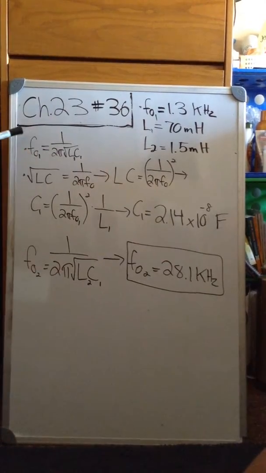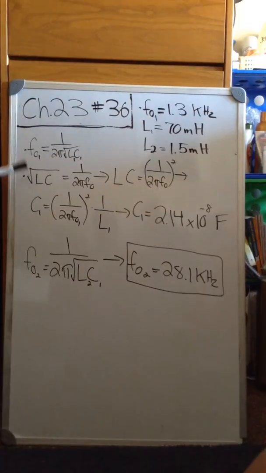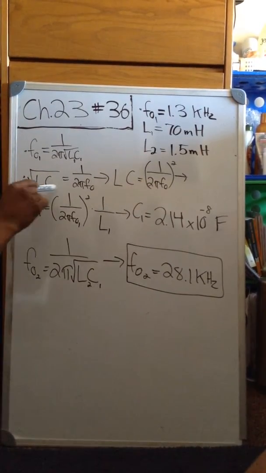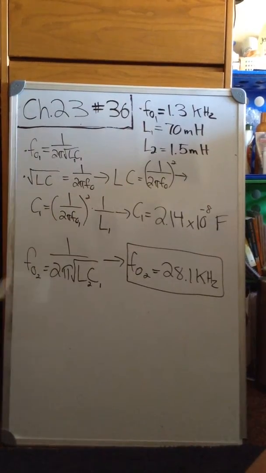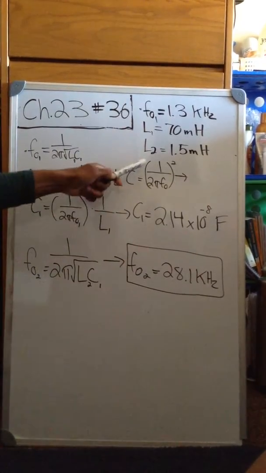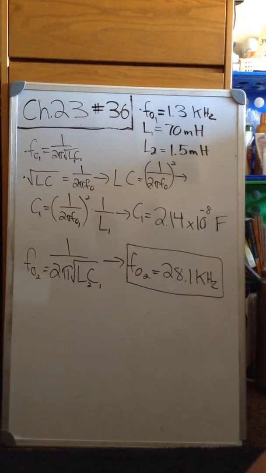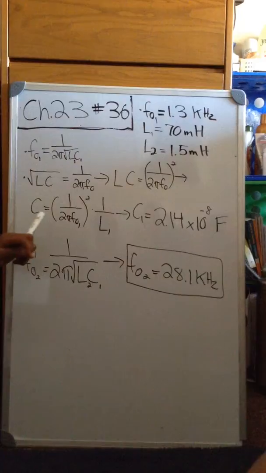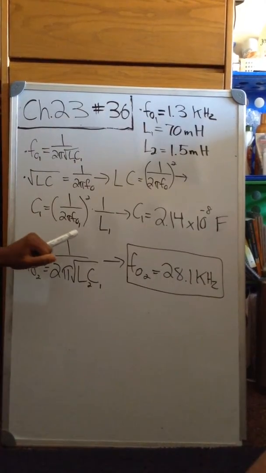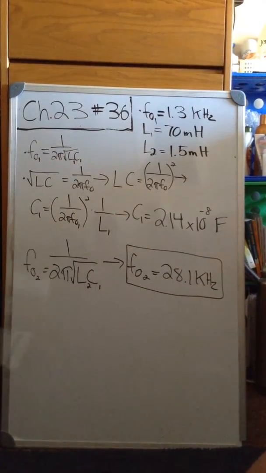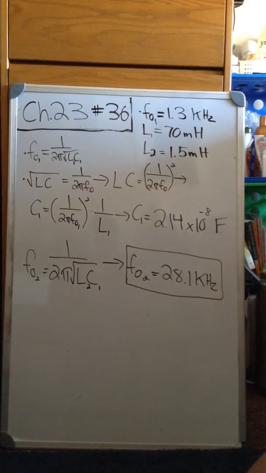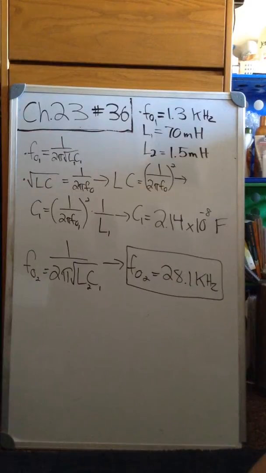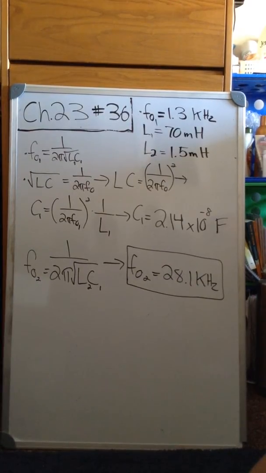I simply multiplied each side by the square root of LC and divided by f naught 1 to get to this point. After that, I squared both sides, so you're left with LC equals 1 over 2 pi f naught squared. Then I divided both sides by our inductance, which is L1, so we're left with C.